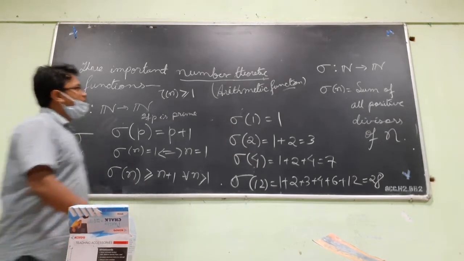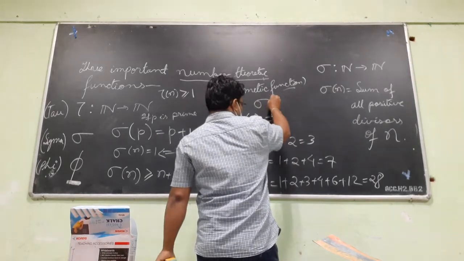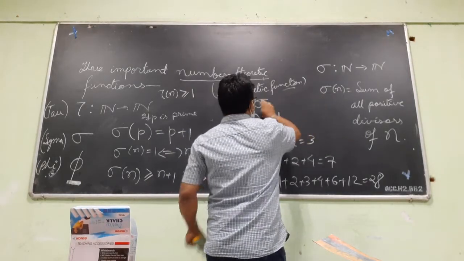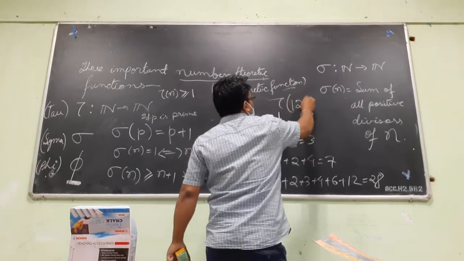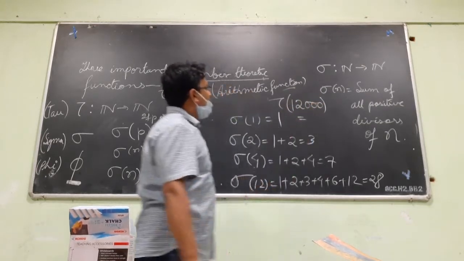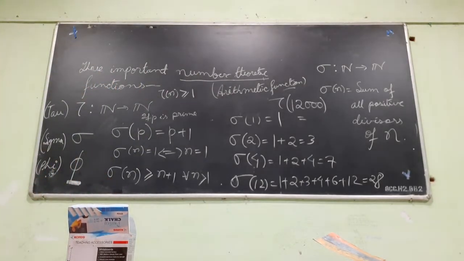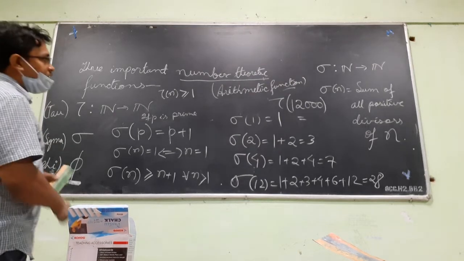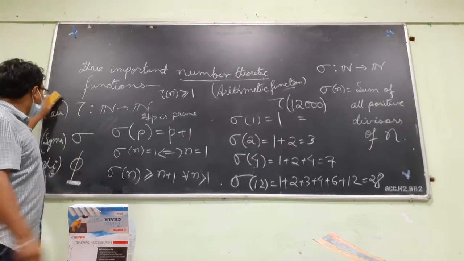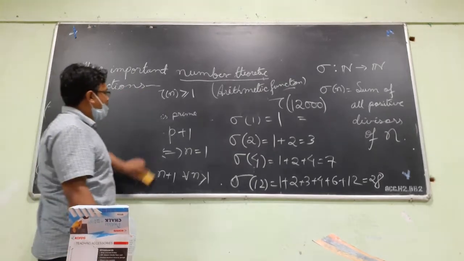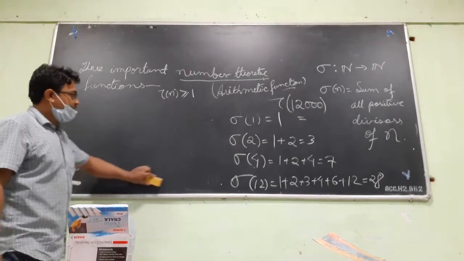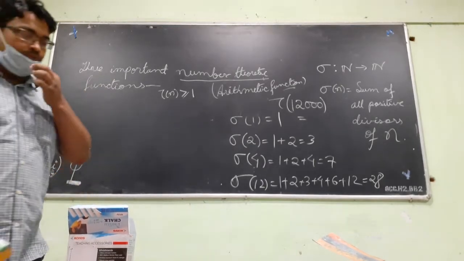So this is there. Can you find out what is tau of 12,000? What is this? Tau of 12,000, meaning the number of positive divisors of 12,000. We have already done this type of problem in counting principles, where I taught how to count the number of positive divisors. If you have something like 12,000, then how many divisors will be there?